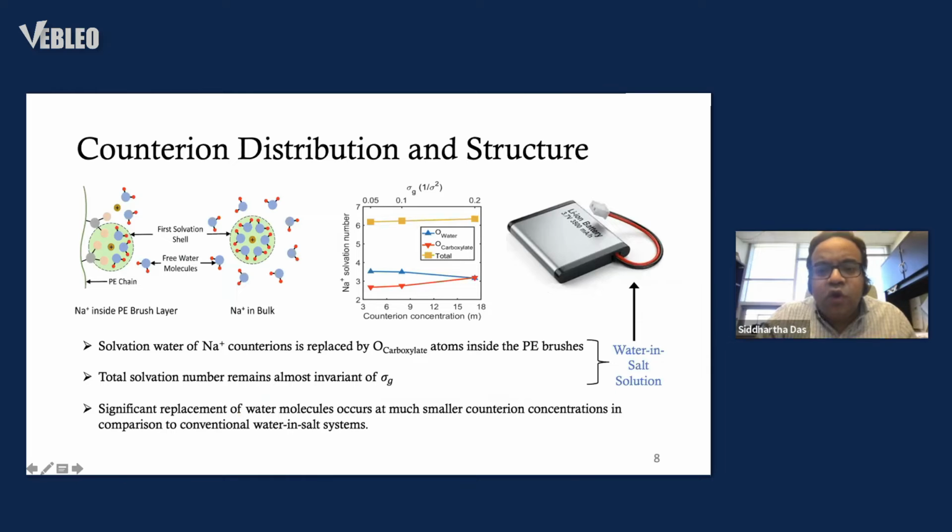Now we go on to the counterion distribution and structure. Very interestingly, we note that those counterions that you have around the polyelectrolyte molecule, those screening counterions, form what is known as a water-in-salt structure. I will give a very brief background of the water-in-salt structure.